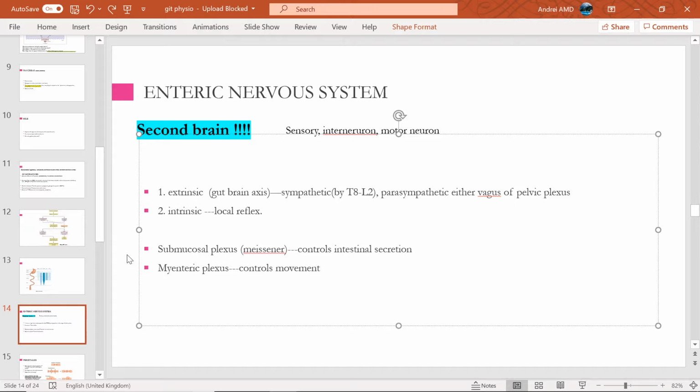And this is the same thing that I already said. The submucosal plexus is in the mucosa. What's in the mucosa? Glands. So it controls intestinal secretion. Whereas the mesenteric plexus is in the muscle. So what does muscle do? They contract and either mix the food, or the bolus that's already there, or make it go forward. So it controls the movement.